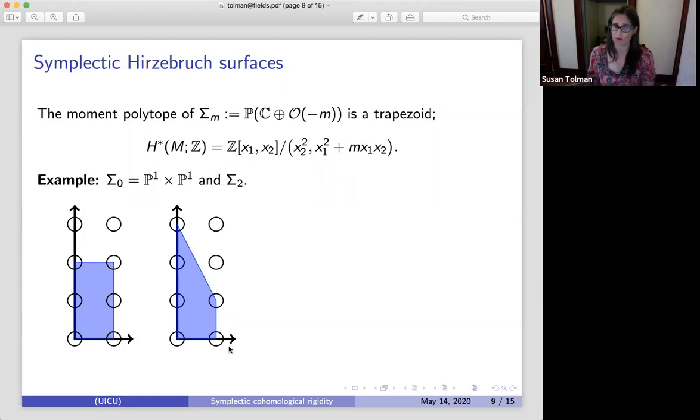So for Hirzebruch surfaces, it's very easy to check. When we first saw this, we thought, okay, great, this clearly is true for Hirzebruch surfaces from things people already knew. And so it's a natural question to ask: does it work for other cases?